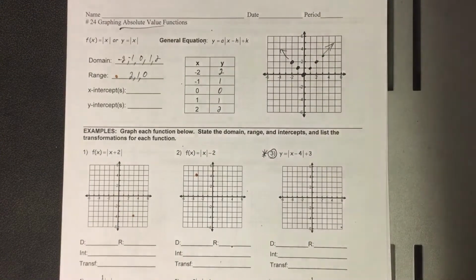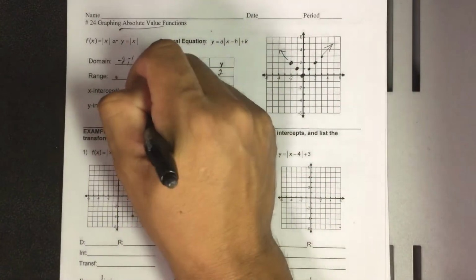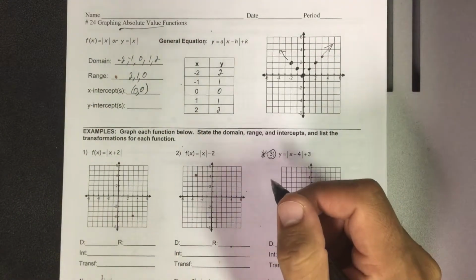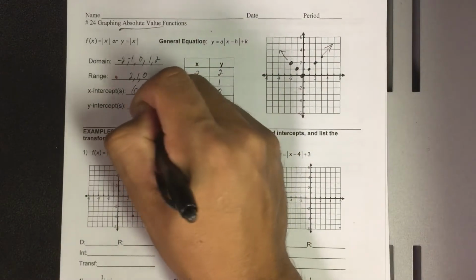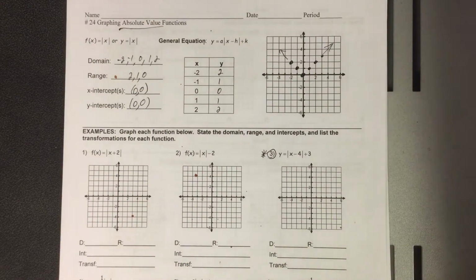Now, the x-intercept, where does this cross the x-axis? The x-intercept crosses at (0, 0). Where does it cross the y-axis? Also at (0, 0). Okay? So that refreshes our memory on what the absolute value parent function is.